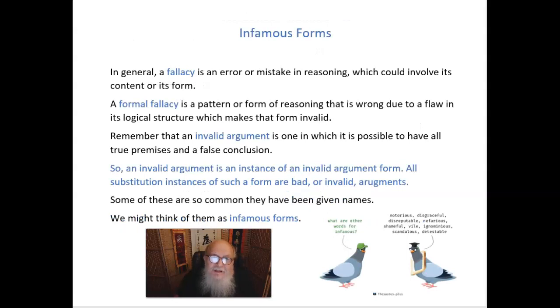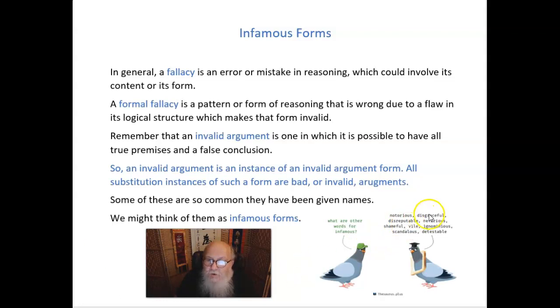Now, in general, a fallacy is an error or mistake in reasoning, which could involve its content or its form. And a formal fallacy, as you might imagine, is a pattern or form of reasoning that is wrong due to a flaw in its logical structure which makes that form invalid. Remember that an invalid argument is one in which it's possible to have all true premises and a false conclusion. So an invalid argument is an instance of an invalid argument form. And all substitution instances of such a form are bad or invalid arguments.